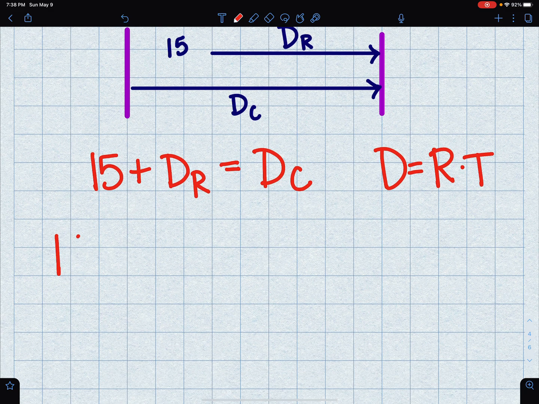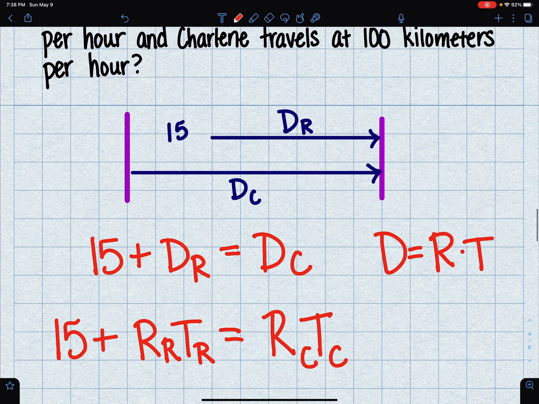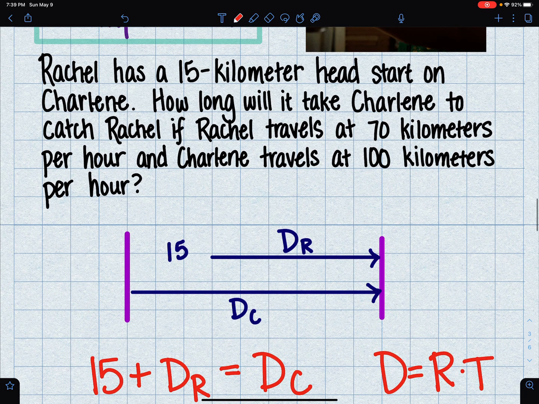Okay, so now we replace distance with rate times time. So we're going to write 15 plus rate times time of Rachel is equal to rate times time of Charlene. Okay, now let's reread the problem, because the other thing I like to do from here is try and figure out what we're solving for.